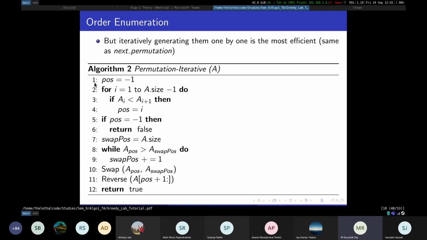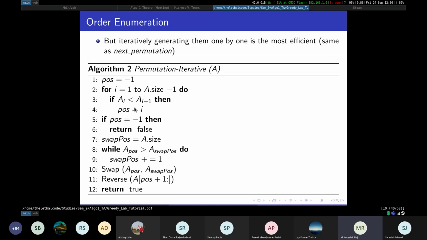I'll just give you a rundown of what is happening here. In the first 4 lines, I'm trying to find the last position i such that a[i] is less than its successor, a[i+1]. If no such i is encountered, you realize that it is just an array completely ordered in descending order.